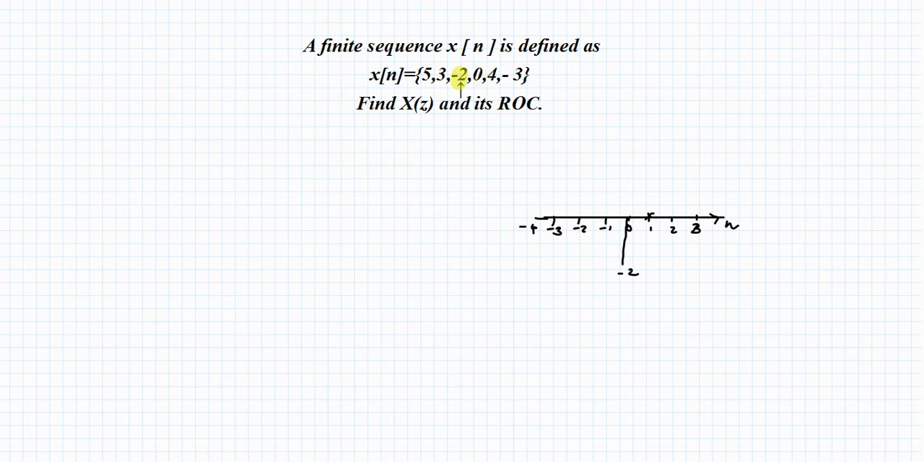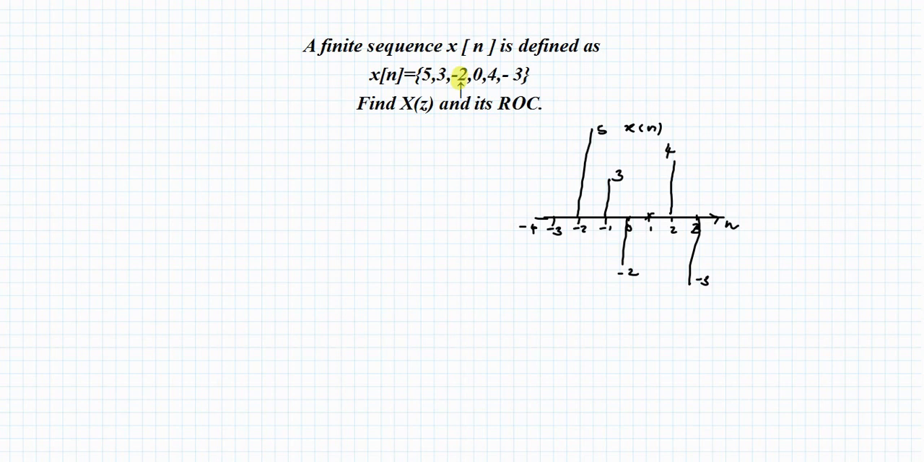This is 1, 2, 3. So at 1 it's 0, and at 2 the signal magnitude is 4, and at 3 it's -3. On the negative side, at -1 the magnitude is 3, and at -2 it's 5. So this is the signal x of n.